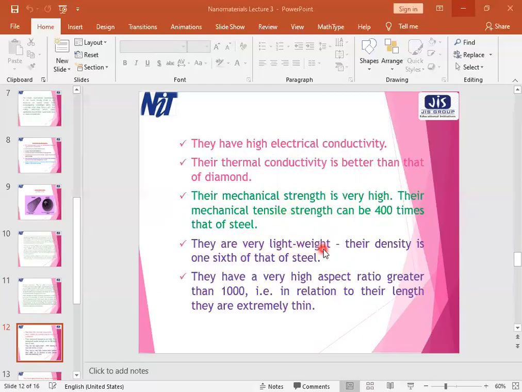They are very lightweight. Their density is 1/6 that of steel, and they have a very high aspect ratio, greater than 1000. That is, in relation to their length, they are extremely thin. If the length is 1000, then the breadth will be 1. So the aspect ratio, length to other dimension, is 1000 to 1. That means they are extremely thin, and their other two dimensions fall in the nano range.